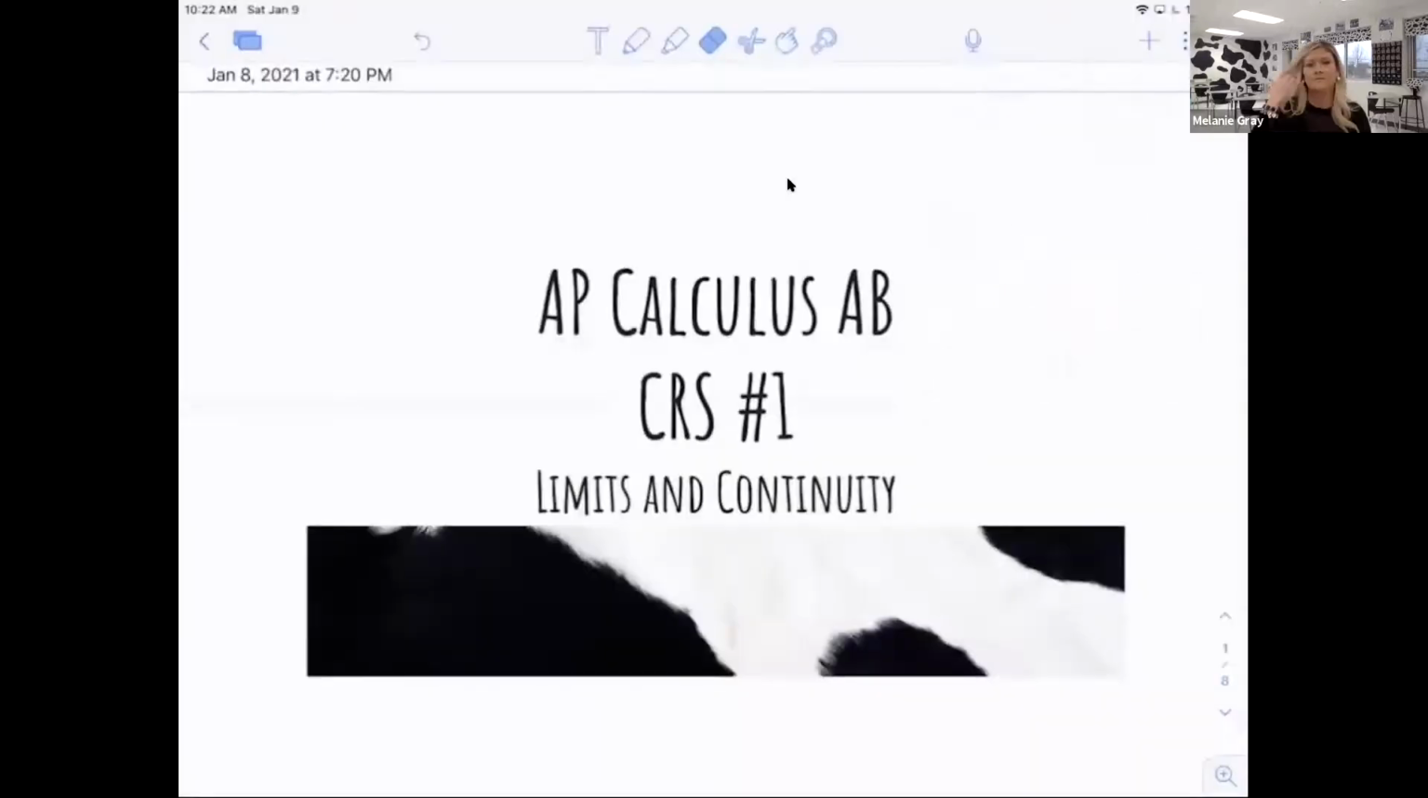Let me share my screen again here from my iPad. There we go. So hopefully now you're seeing my student handout for limits and continuity, and we're going to dig into some of the examples for limits right after we look at a list of things that we need to know.